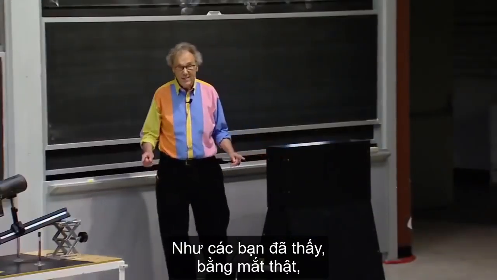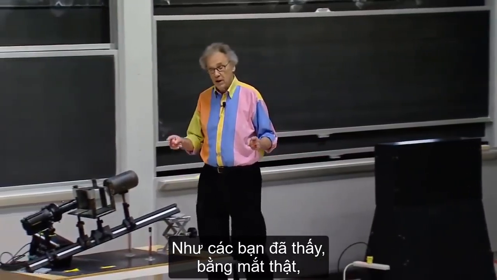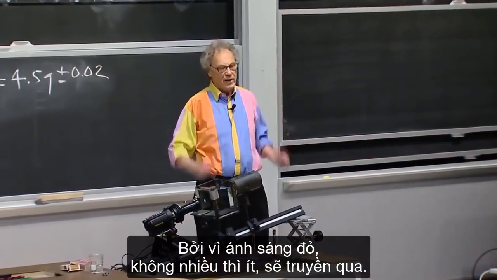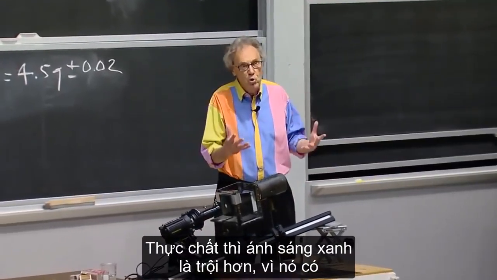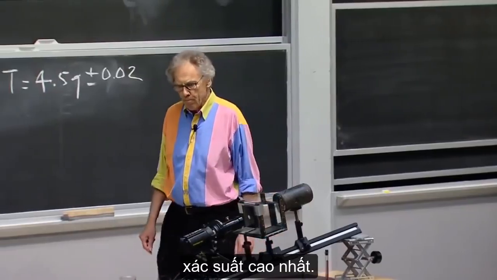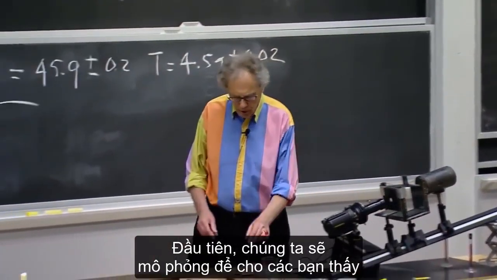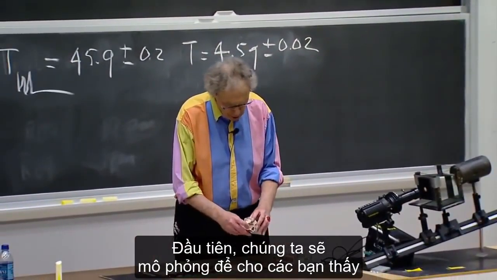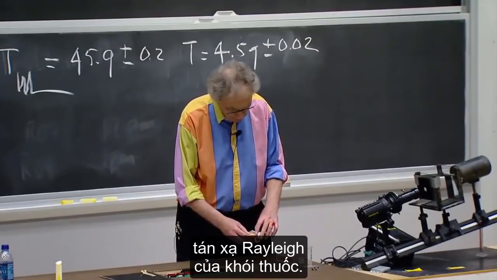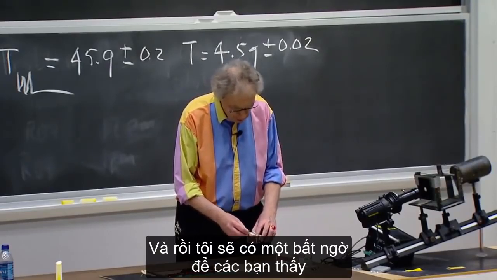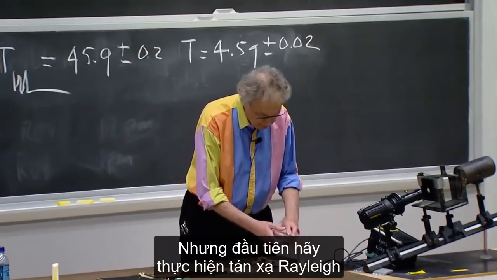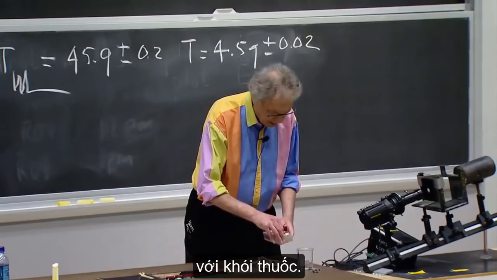So you have seen in front of your own eyes Rayleigh scattering, because the red light more or less goes through. It is really the blue that dominates, that has the highest probability. So we're first going to do that demonstration to show you Rayleigh scattering of cigarette smoke. And then I have a surprise for you to also show you Mie scattering. But let's first do the Rayleigh scattering with cigarette smoke.